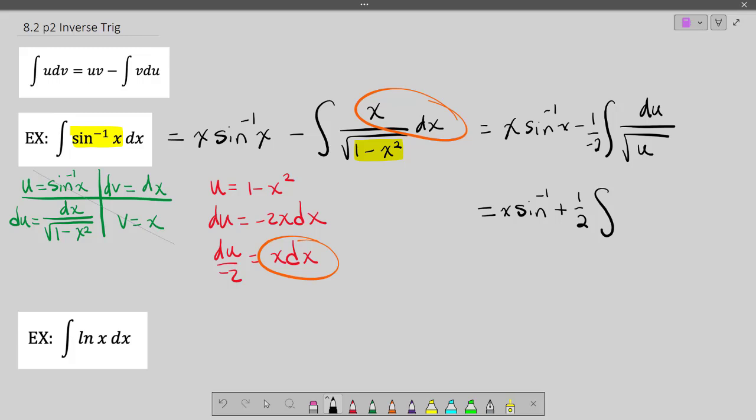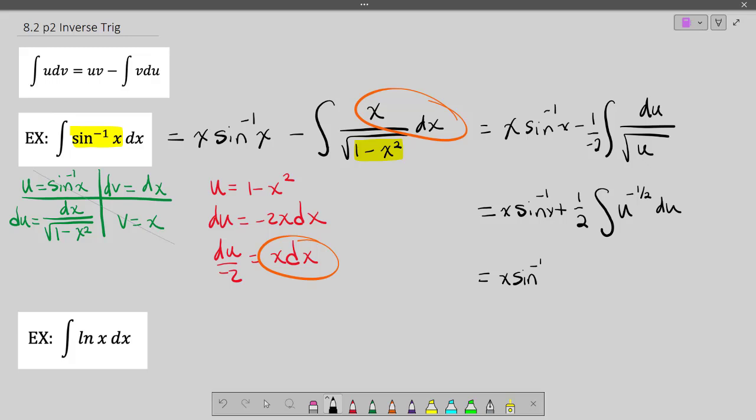How do we want to rewrite that square root of u that's in the denominator? u to the -1/2. Everyone okay with that? So u to the -1/2. As soon as we take that radical notation and write it with a fractional exponent and then move it upstairs, we see that we can use the power rule for integration. So let's go ahead and do that.